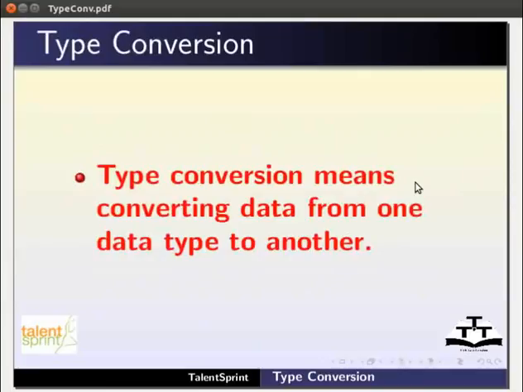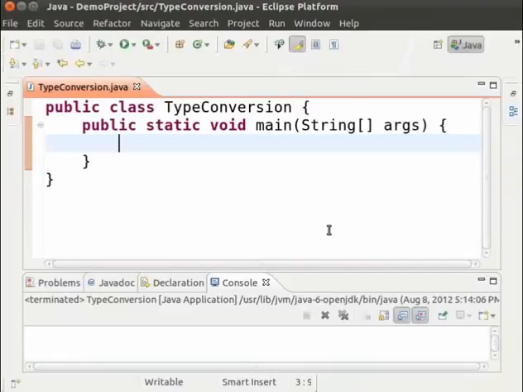Type conversion means converting data from one data type to another. Let us see how it is done. Switch to Eclipse. Here we have the Eclipse IDE and the skeleton required for the rest of the code. I have created a class type conversion and added the main method to it. Now let us create a few variables.